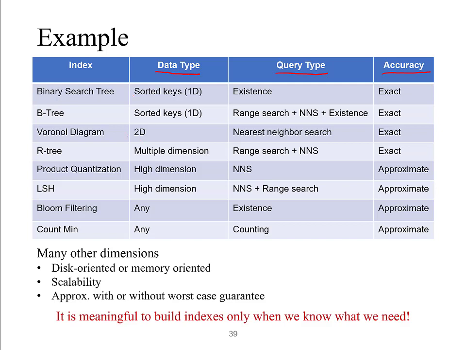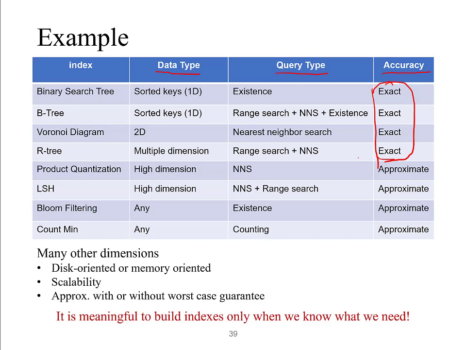When the data type is two-dimensional data, we use the Voronoi diagram to do nearest neighbor search. And for multiple dimension data, we have the R tree to do range search and nearest neighbor search. All of these index structures support exact queries.